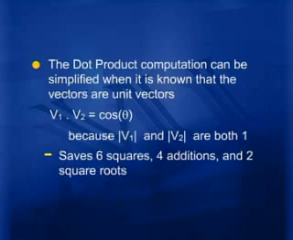So in that case, when v1 and v2 are unit vectors, v1 dot v2 would be computed as cosine of theta, the angle between the two vectors. And this knowledge, having known that the individual vectors v1 and v2 were unit vectors, would simplify this calculation and hence save us a lot of computations. It would save us about 6 squares, 4 additions and 2 square roots to be precise. So that is where unit vectors can be exploited to have better efficiency wherever it is possible.